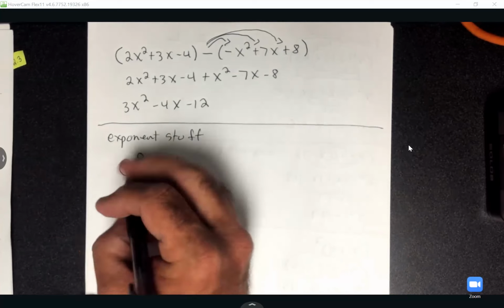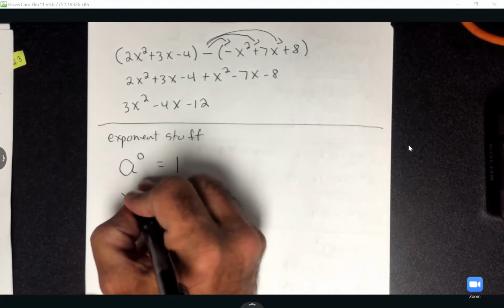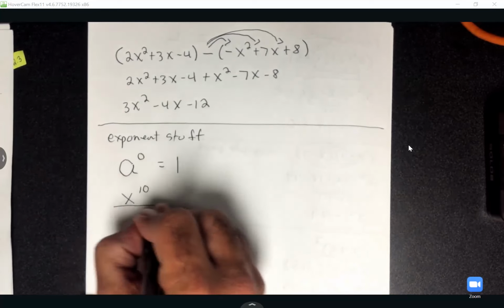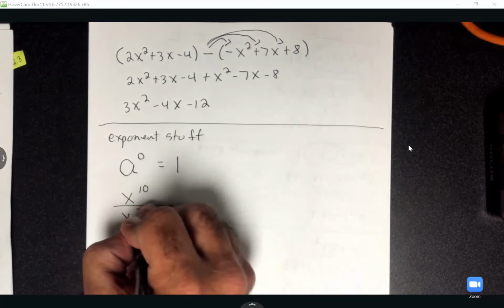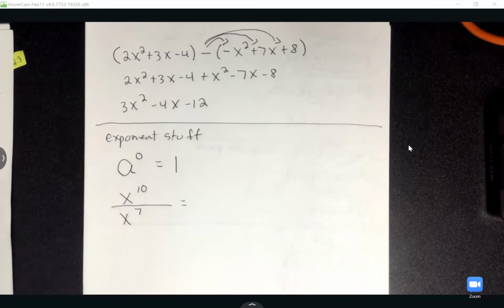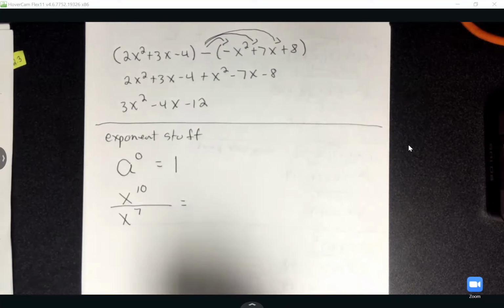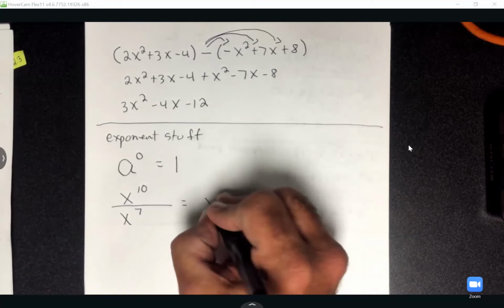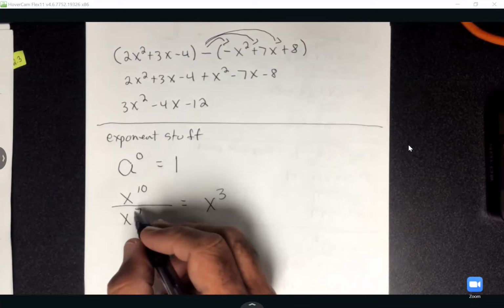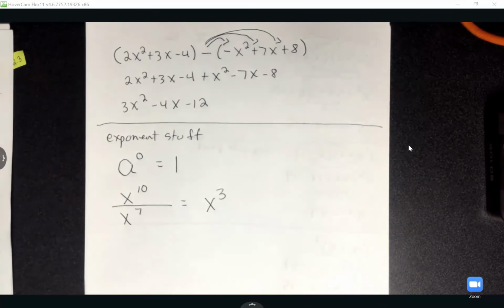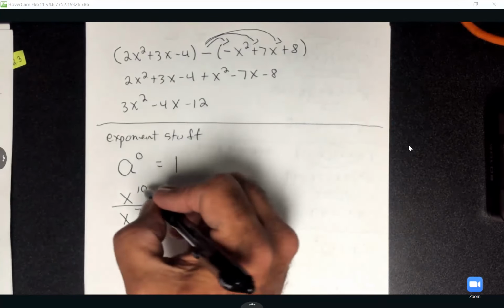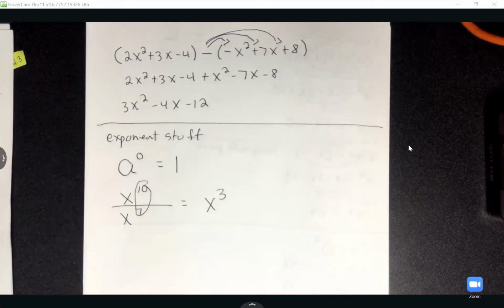Y'all, what about this? What if I had x to the 10 divided by x to the 7? What would that equal? X to the 3rd. Boy, that's quick. Because remember, when we multiplied earlier, we added exponents. When you divide, subtract exponents. So 10 minus 7 left me with 3 x's, okay?